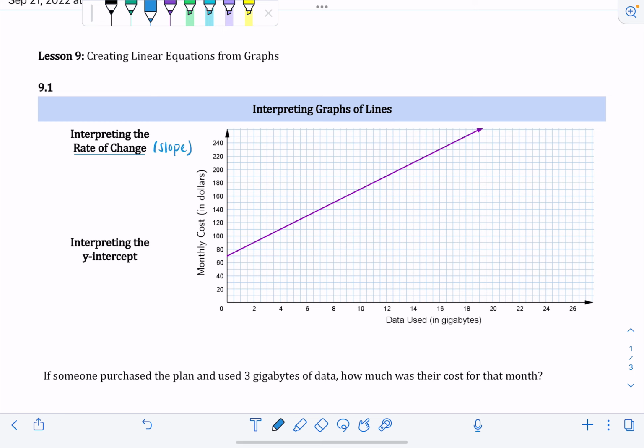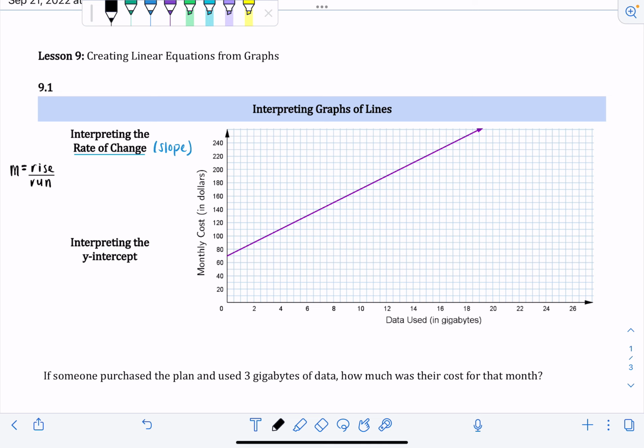And then there's a couple different approaches that we can take to finding the slope. So we need to find it and then we can go ahead and interpret it. Interpret means explain what it means in the context of this problem. So one way is we can think of slope, which the variable we use for slope is m. We can think of it as a rise over a run.